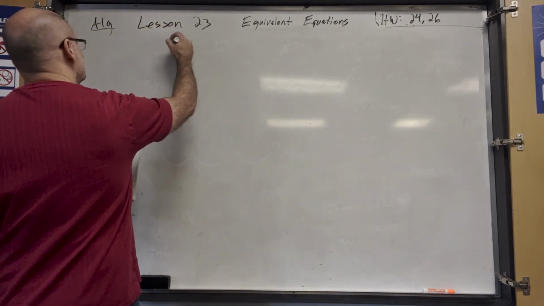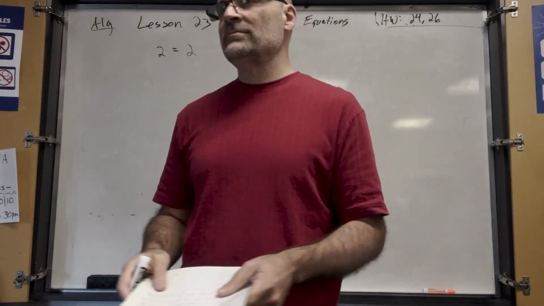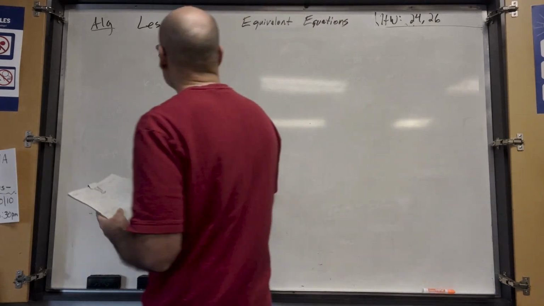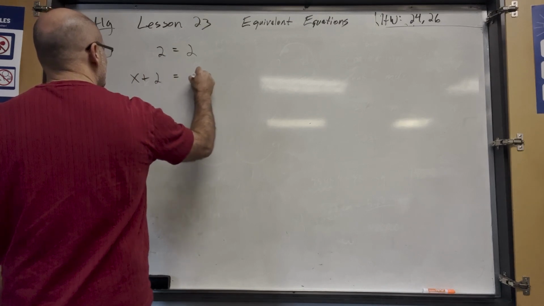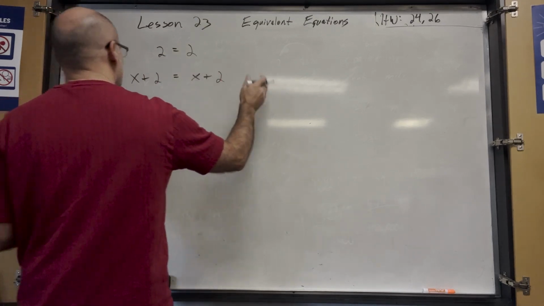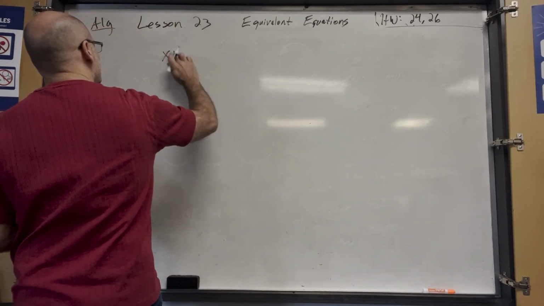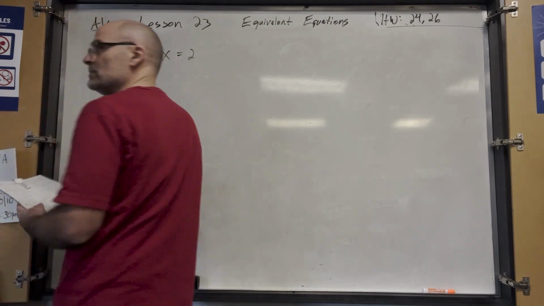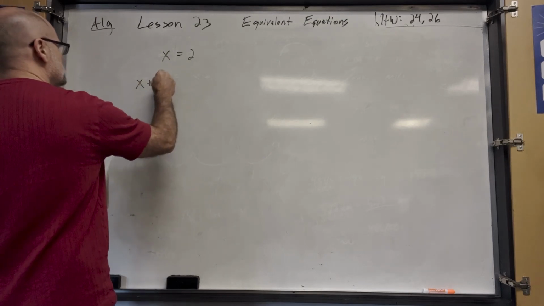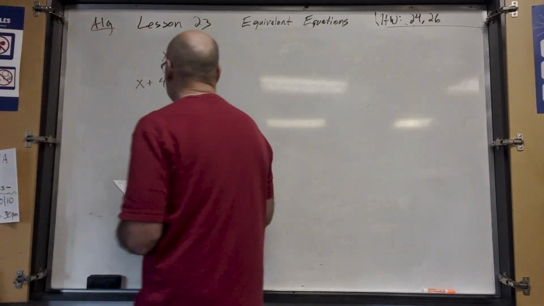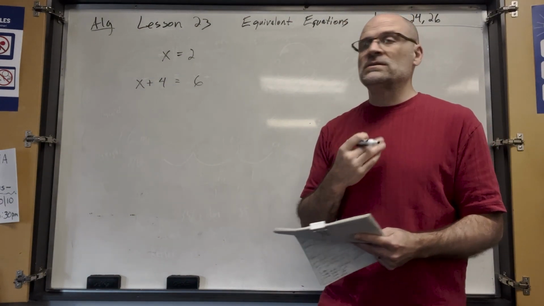Okay, so for example, here is an equation, right? 2 = 2. Any argument? So I could add the same thing to both. These are equivalent equations. Let's say I have x = 2. I could add the same weight to both sides of the equation. You see what I did? I added 4 to both sides.